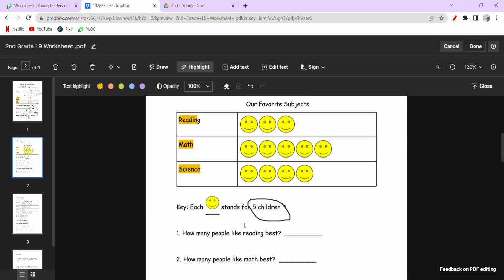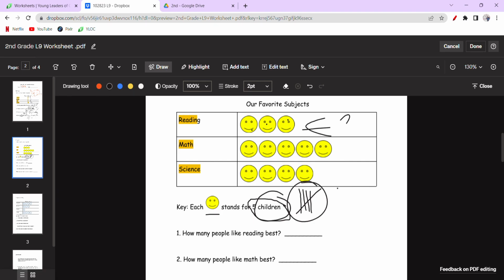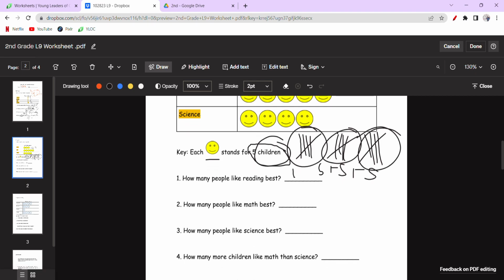Okay, let's look at number 1. How many people like reading best? There are 3 smiley faces, right? And each stands for 5 children. So basically, if we put this in tally, it will be 1, 2, 3, 4, 5. This is 1 smiley face, okay? And then there we have 3, so we'll draw 2 more of these groups of tally, like that. And if you add them up, 5 plus 5 plus 5, 5 plus 5 is 10, 10 plus 5 is 15.